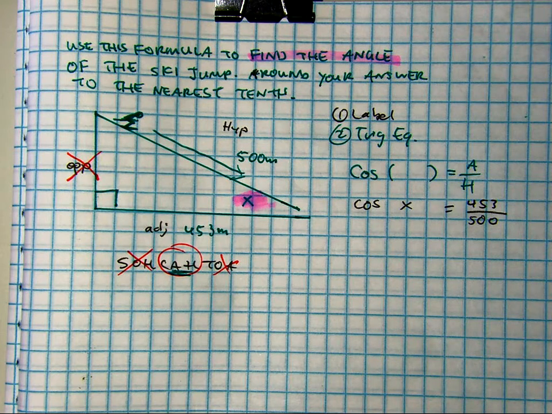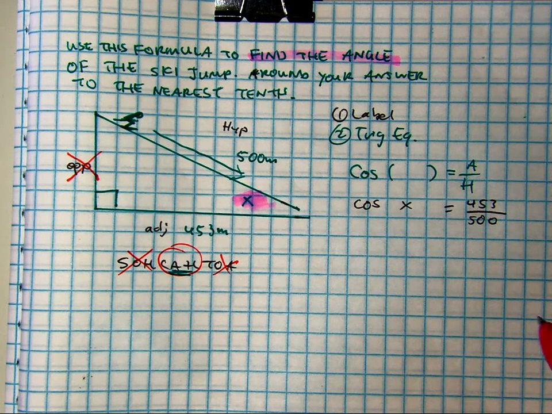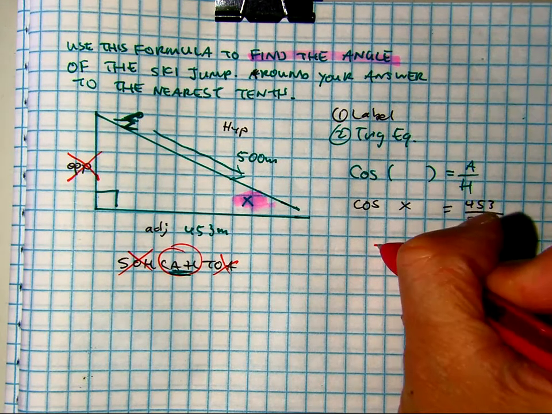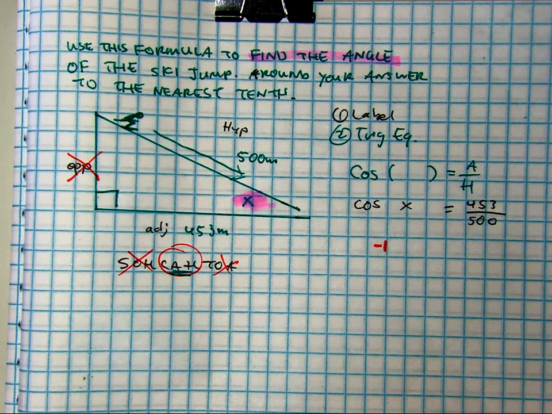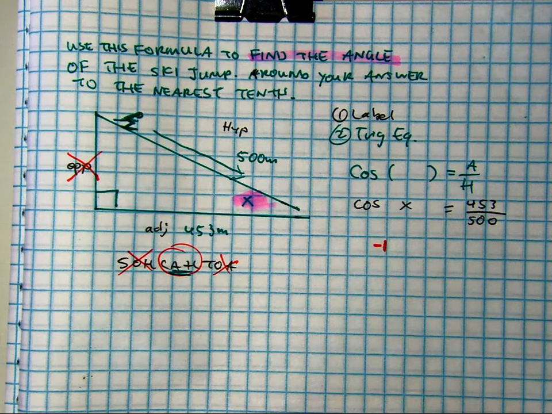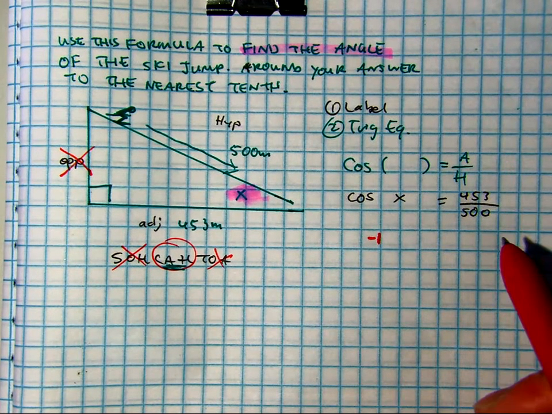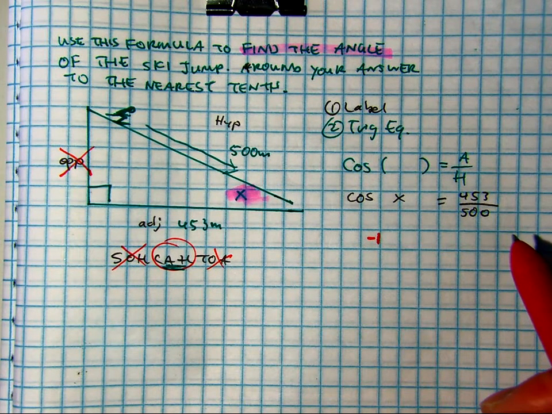Should I cross multiply? Crystal, we're going to take the inverse. How do I show the inverse, Crystal? Correct. We're going to have a -1. But how do I show it up here? I need to get x by itself.